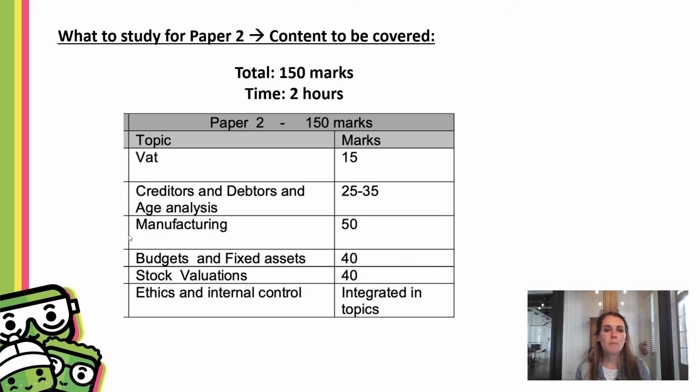Then there'll be a question on manufacturing, budgets, fixed assets, stock valuations, and then ethics and internal control. That's incorporated in all questions. Your total will be 150 marks and the time you'll have to complete the paper is 2 hours. I've decided to pick 2 specific topics, VAT and manufacturing, as I view them as easy to study, and together they make up 40% of the paper. So I hope I'll be able to help you gain at least 40% in the paper easily before you actually need to study very hard.